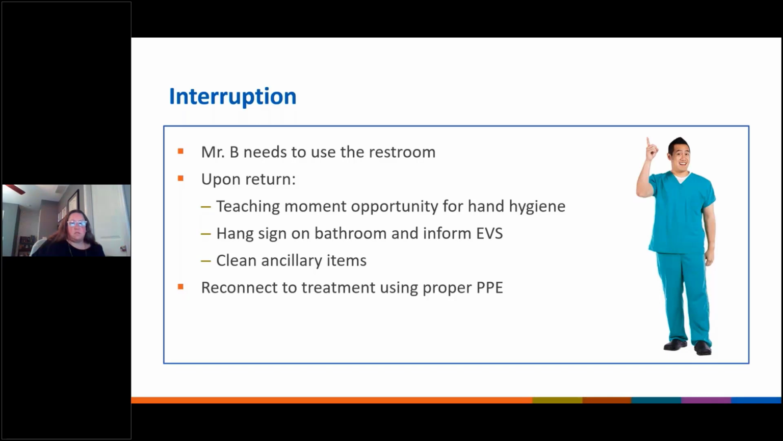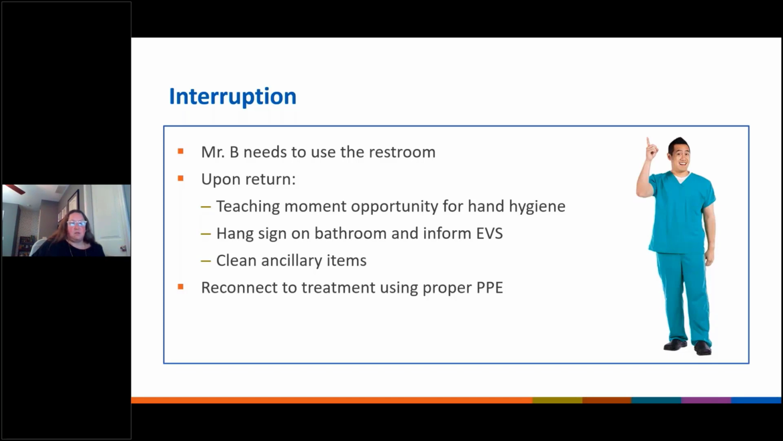The tech carefully removes his PPE and cleans his hands before doing any other work. When Mr. B returns, the tech takes the opportunity to discuss the importance of appropriate hand washing when someone is sick with C. diff, and that cleaning his hands with soap and water is the best choice after using the restroom. After cleaning his hands and putting on new PPE, the tech reconnects Mr. B to his machine and then carefully removes his PPE and performs hand hygiene.